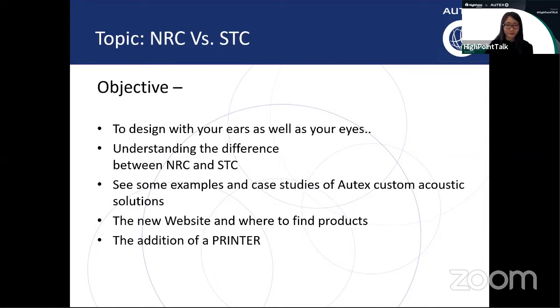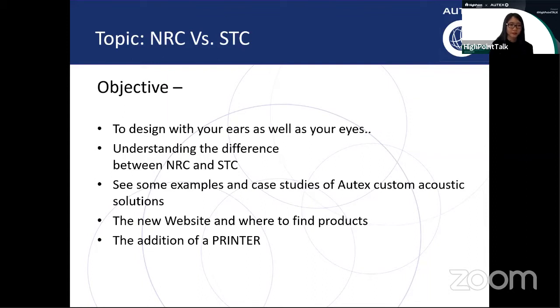Also, understanding the difference between NRC and STC. These two acoustic terms are some of the more basic terms, and they'll be the terms that you as architects will see when you are specifying acoustic products, and it's very important to know the difference between these two.